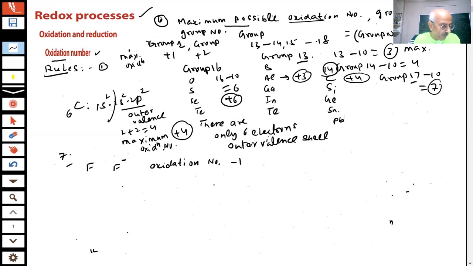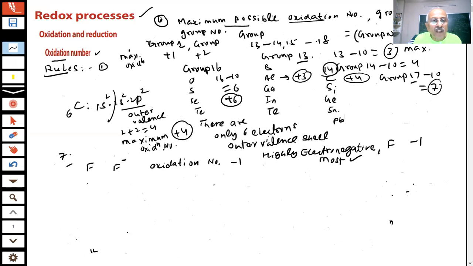But I am saying that whatever the ionic charge, because fluorine is highly electronegative, fluorine, the halogens, are highly electronegative, students. Fluorine is the most electronegative, so it will always get -1. Why? Because it is the most electronegative element. Fluorine cannot be plus, it is always -1.